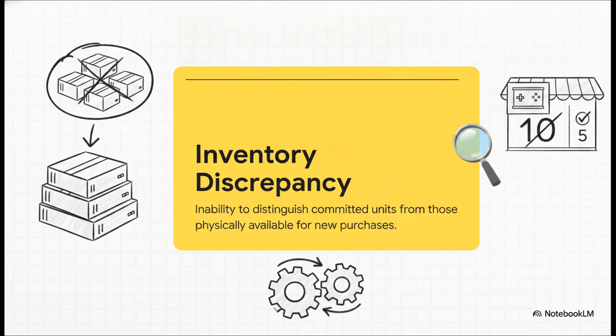So think about it like this. If you have 10 gaming consoles sitting on a warehouse shelf and someone just bought 5 of them online, well, you really only have 5 left for the next customer, right? But because their storefront literally couldn't distinguish between units committed to pending orders and units physically available for new purchases, the storefront just kept displaying 10. It's basically a recipe for total disaster.